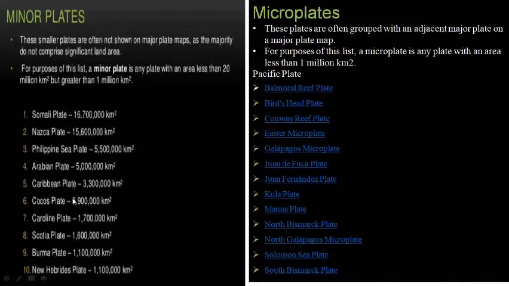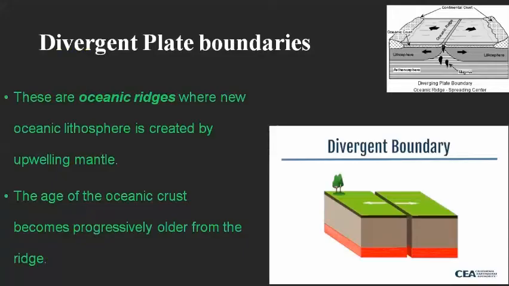Now these are the minor plates and the microplates. The minor plates must be less than 20 million but greater than 1 million square kilometers. Whereas the microplates are still smaller, less than 1 million square kilometers. Plate boundaries are seismic zones.